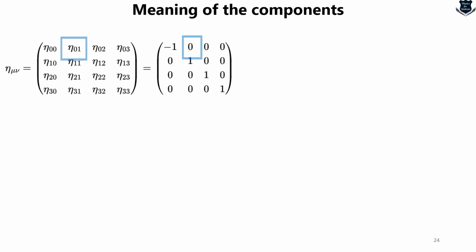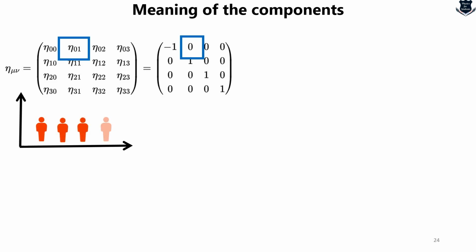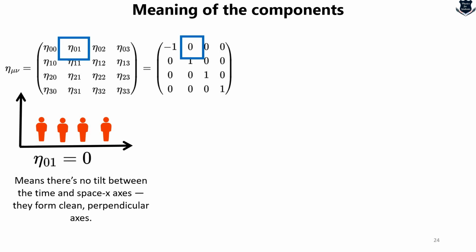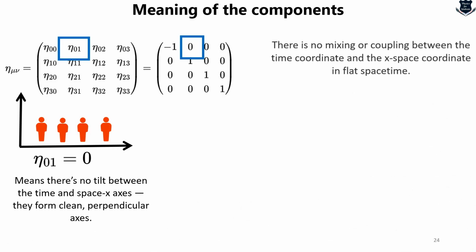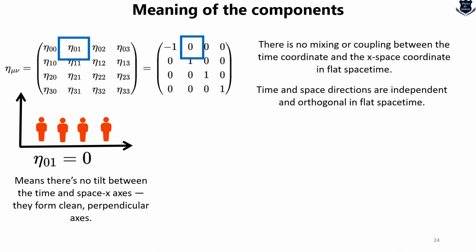Now let us look at the next component. The next component was eta 0,1 which corresponds to 0. Now what does this 0 mean? It means there is no mixing or coupling between the time coordinate and the space coordinate. So here again the same analogy. The person is moving. Eta 0,1 equals 0 means there is no tilting and the time and space are absolutely clean and clear. So there is no mixing or coupling. Time and space directions are independent.